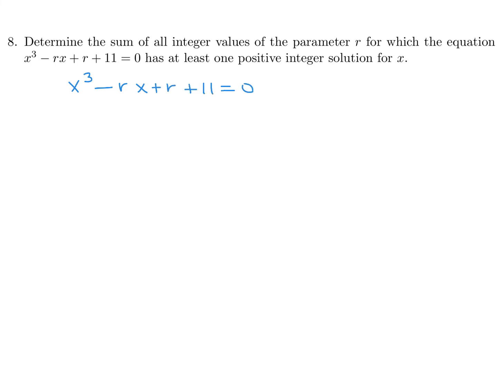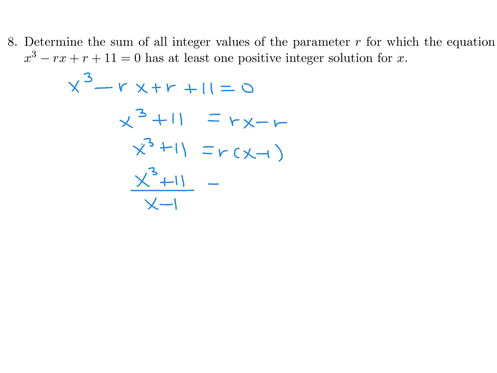First, put all the r's on one side. So this is going to be rx minus r. And on this side, we still have just this x to the power of 3 plus 11. Factor out the r, you get x minus 1. X to the power of 3 plus 11 over x minus 1 is equal to r. Okay, great. So this has to be an integer.